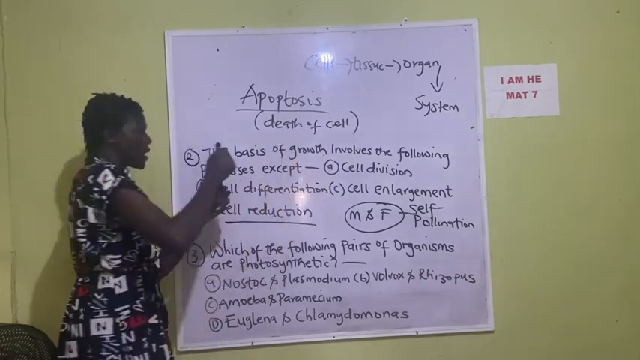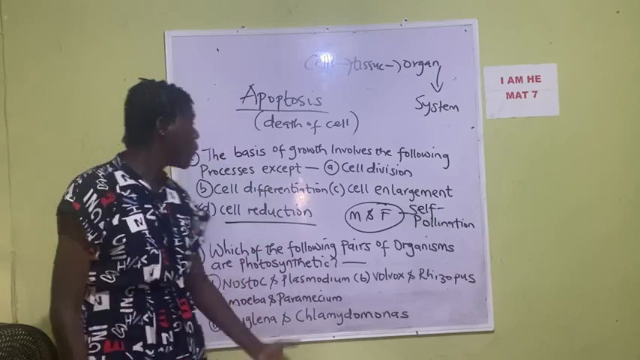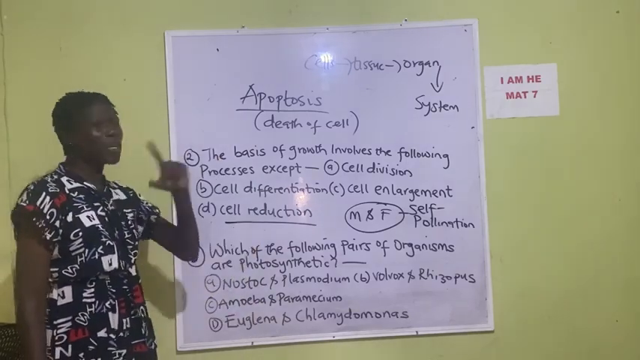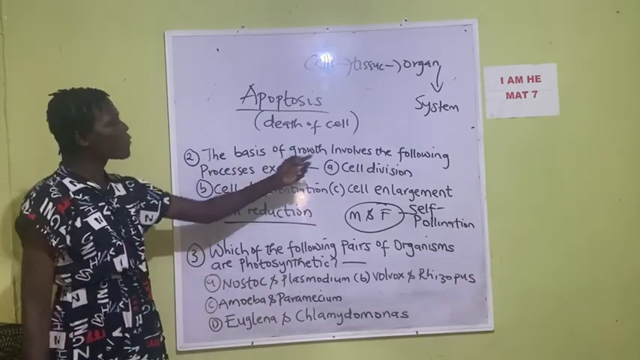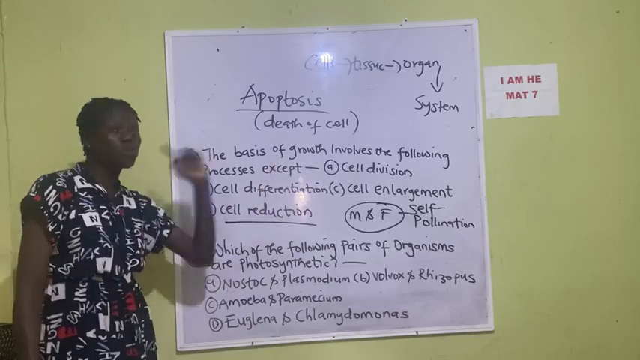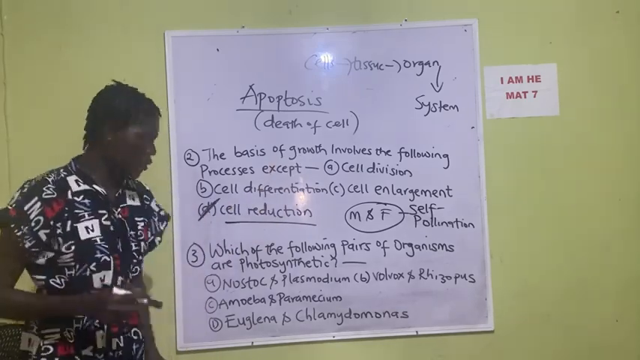So when there's a death of cell, what happens? The cell tends to decrease in size. So cell reduction here does not support the basis of growth because there's a reduction of cells. So the basis of growth involves the following processes except what? Cell reduction. Is that taken? Let's go to the next question.